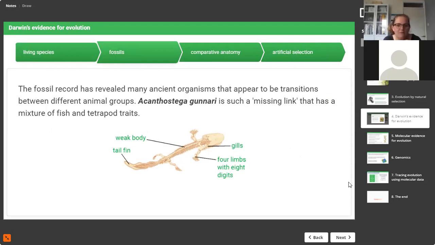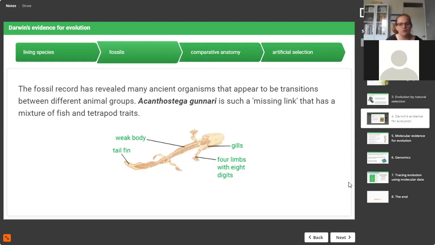So we have the Acanthostega gunnari, and we look at this as a missing link. It has a mixture of fish and tetrapod traits. If we have a look at it, it's got gills, which is obviously a really distinguishing trait of fish. It's got a tail fin from a fish, but it's actually got 4 limbs, which have 8 digits on them, and a weak body. It's actually starting to form a body with spines. So it's sort of half fish, half tetrapod. Fossils like those would start to indicate that maybe there was a missing link.